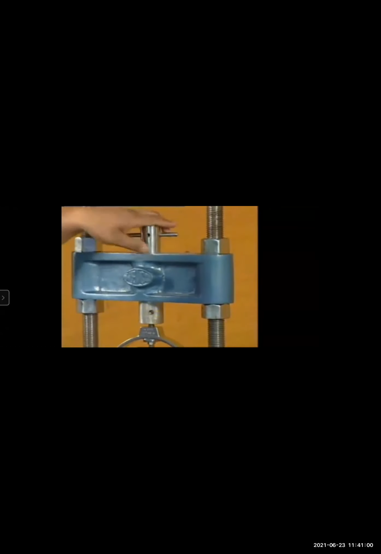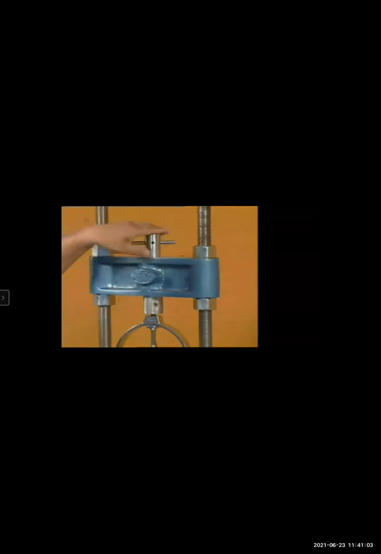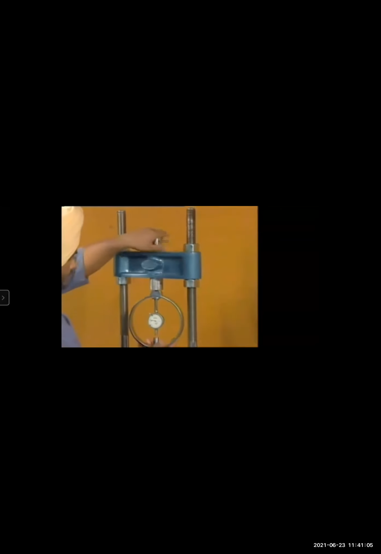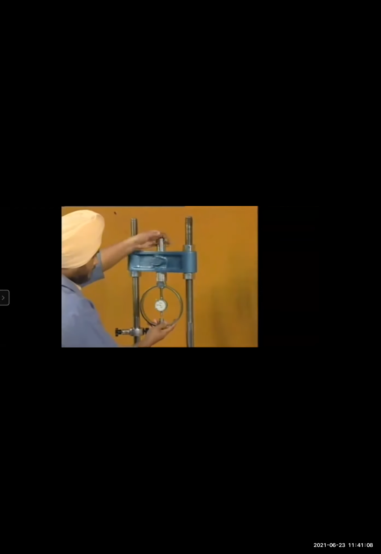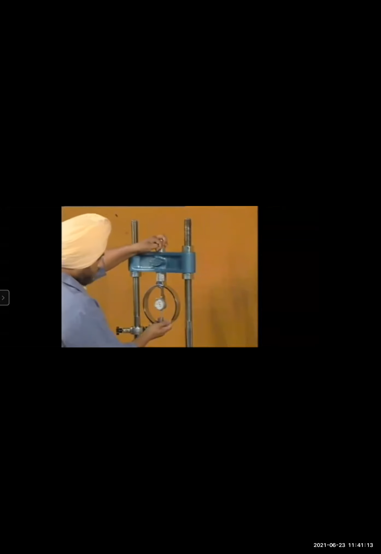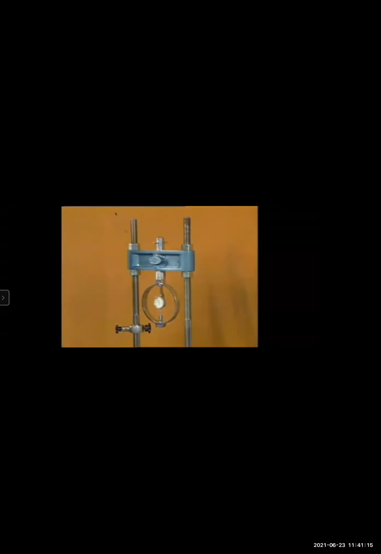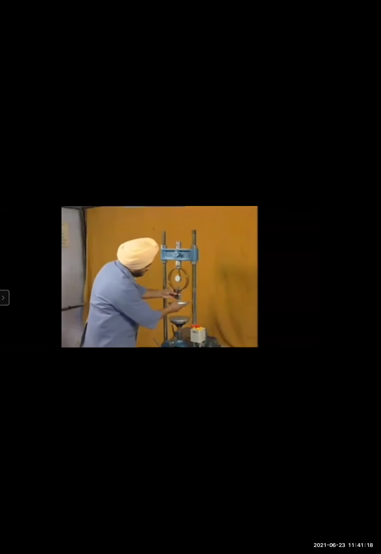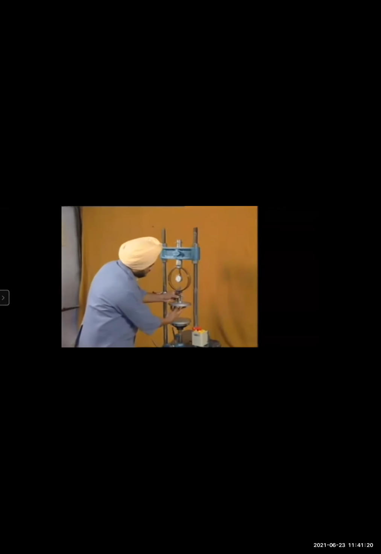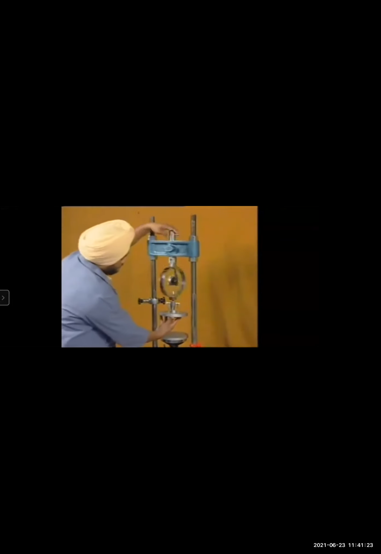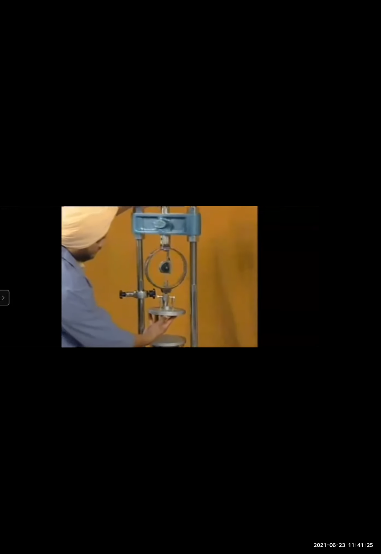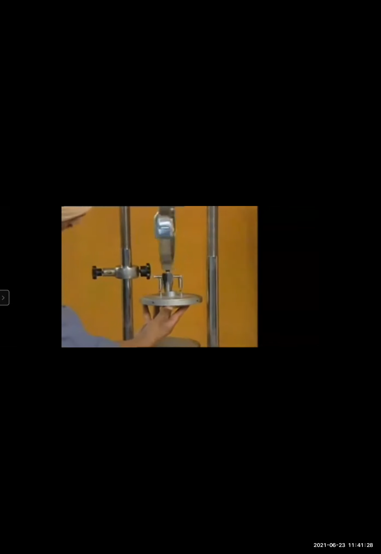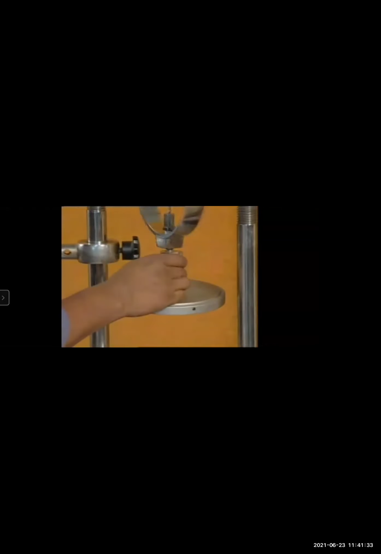Now we can start the consolidation test. So fix the proving ring of the consolidation test machine. Now the proving ring is fixed. Then place the loading plate. Place the loading plate with the proving ring grooves. Fix it properly.